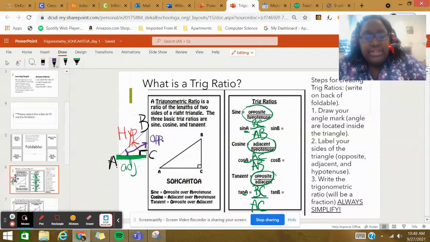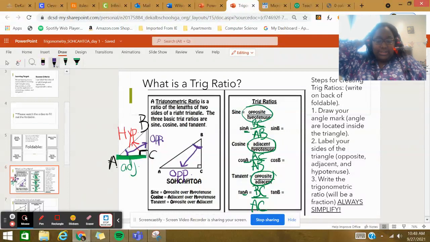Now we gotta do from B. So again, I'm going back through these 3 steps. First, I'm gonna draw my angle mark. So from B, this is B right here. So here I did my angle. Step 1 is check. For my angle, I'm now gonna label my sides of my triangle, right? So for my angle, this is my opposite side. Okay, so I'm gonna put OPP here on this triangle.